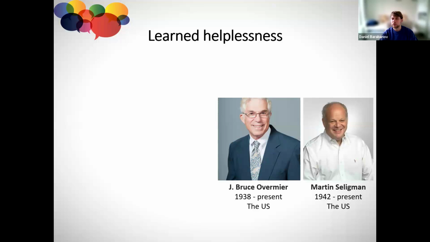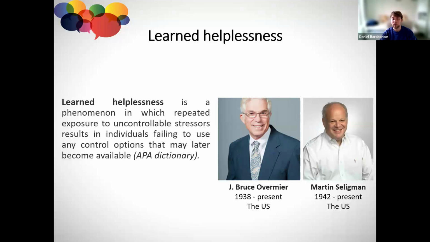Closely connected with those loci of control is the concept of learned helplessness. This concept was introduced by Bruce Overmier and Martin Seligman. In many later texts, for some reason people do not cite Bruce Overmier, but he contributed the same as Martin Seligman, so it would be fair to cite both of them. Basically, learned helplessness is a phenomenon in which repeated exposure to uncontrollable stressors results in individuals failing to use any control options that may later become available.